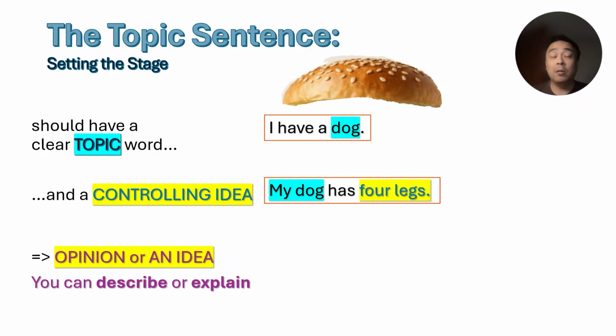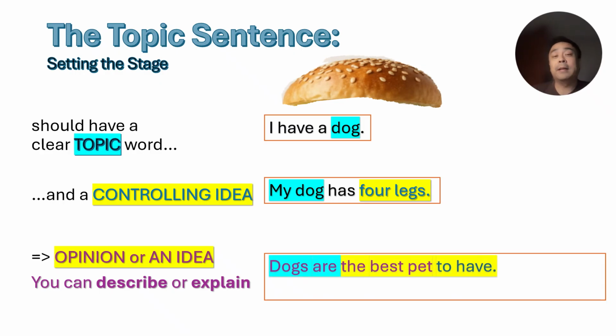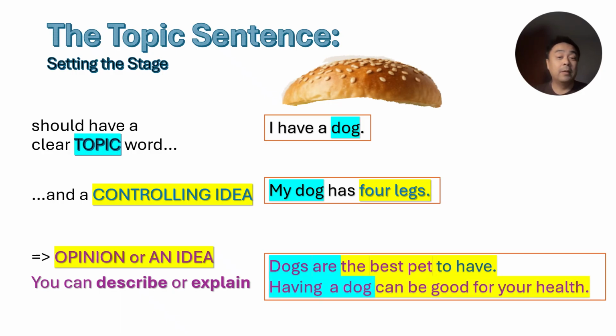Not really. A really good topic sentence is one that allows you to write more and more and more about the controlling idea. Now, a good controlling idea can be an opinion, or a big enough idea that requires you to describe or explain. So, for instance, dogs are the best pet to have. Dogs is my topic. The best pet to have. Well, here you could spend time giving me three or four or five reasons why it's good to have a dog. You could also make a paragraph about why it's good for your health. Having a dog can be good for your health. Well, can you tell me three ways?